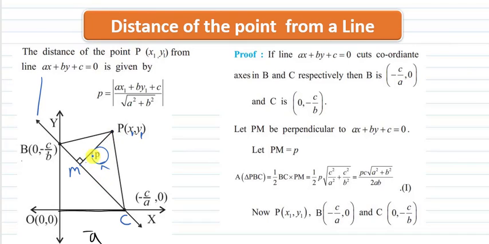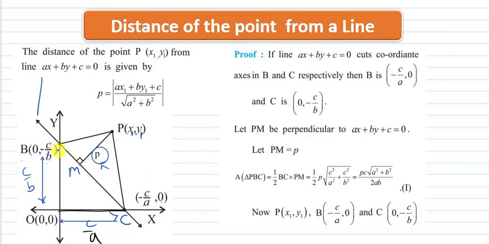Here you can observe the line is intersecting the x-axis at point C whose coordinates are minus c by a comma 0. That is the x-intercept. Just put the value of y as 0, you will get this point. To find the y-intercept, just put the value of x as 0, you will get y. That is the y-intercept. Here the length of OC will be c by a. Length of OB will be c by b, right?